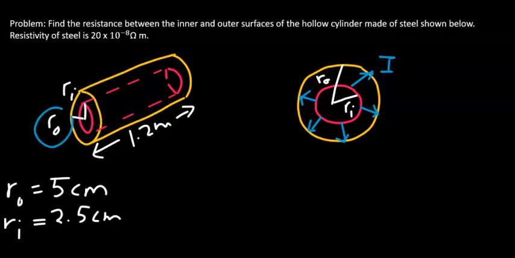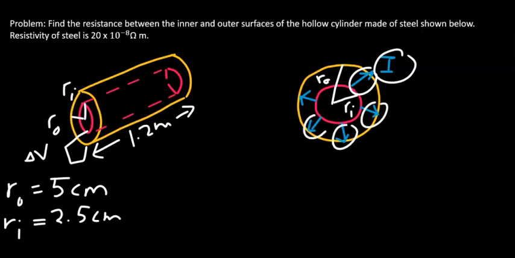So the outer radius is 5 centimeters, the inner radius is 2.5 centimeters. The length of this cylinder is 1.2 meters. The right-hand side shows the cross-sectional view of the cylinder, namely if you were to look at the cylinder from there. Of course, if you were to maintain a potential difference between the inner surface and the outer surface, then you can expect an electric current flowing radially as shown by these arrows.